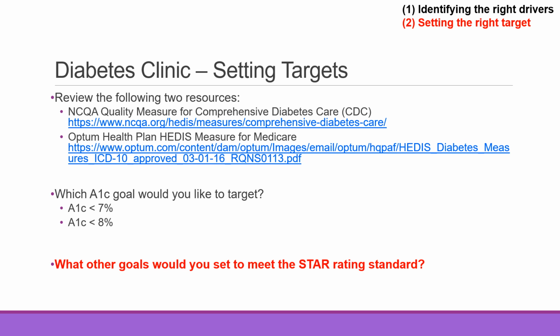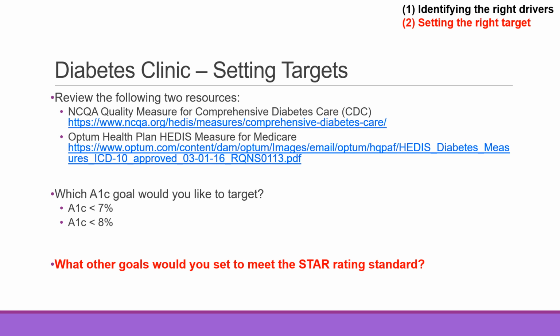What other goals would you set to meet the star rating standard? This is also relevant terminology after reviewing the Optum Health Plan's HEDIS measure for Medicare. There are 3 different measures that call for comprehensive diabetes care, CDC, and there are different weights. The highest weighing is really meeting the A1C goal, and that's why we focused on setting the goal for A1C first.